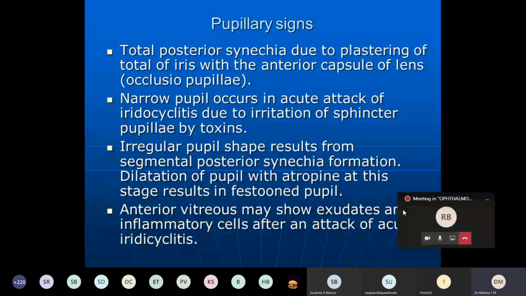What are the pupillary signs? So total posterior synechiae, due to plastering of the total iris with the anterior capsule of the lens, is called occlusio pupillae.